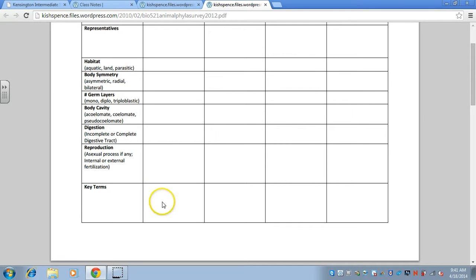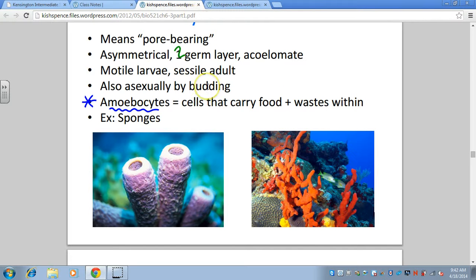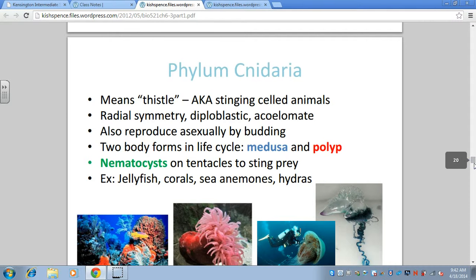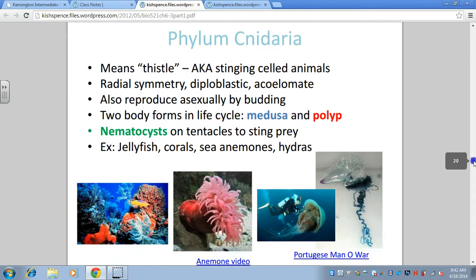Okay, some key terms. Filter feeders, amoebocytes, collar cells. That's probably pretty good for them. Let's see, did we miss anything? Nope. Okay, so that was the first phylum. It's really cool if you ever go scuba diving, like in the south. Really neat to see all the sponges.